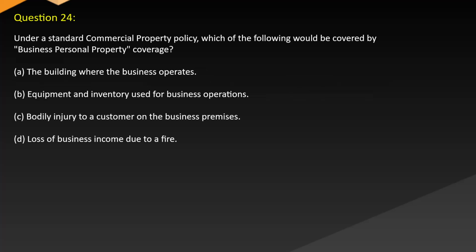Question 24. Under a standard commercial property policy, which of the following would be covered by business personal property coverage? A. The building where the business operates. B. Equipment and inventory used for business operations. C. Bodily injury to a customer on the business premises. D. Loss of business income due to a fire.